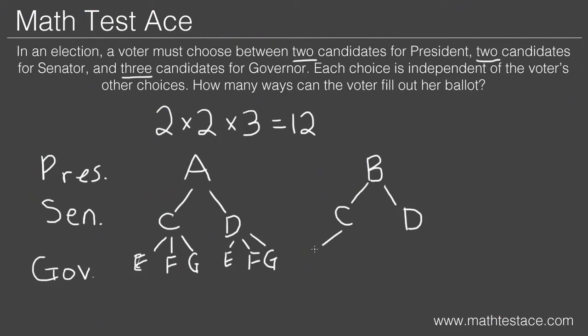And you might be starting to get the hang of this, but it's also true if she voted for B for president and C for senator, or B for president and D for senator.